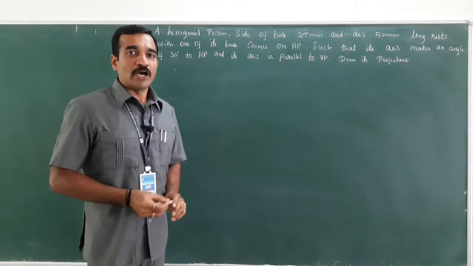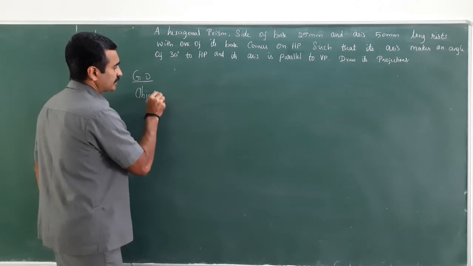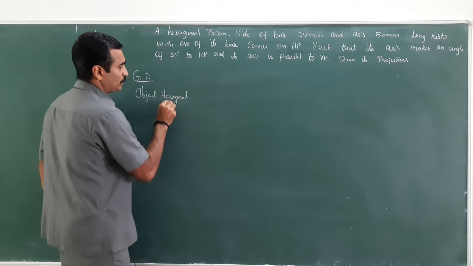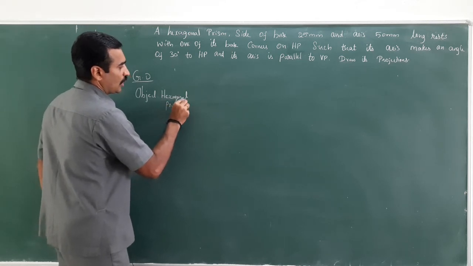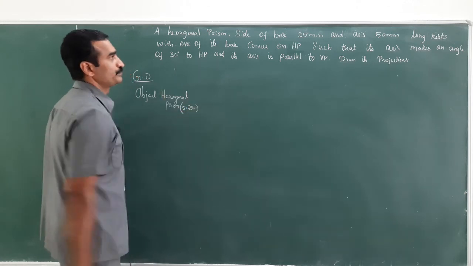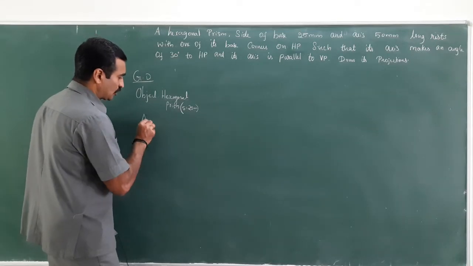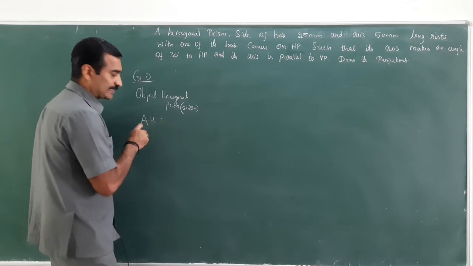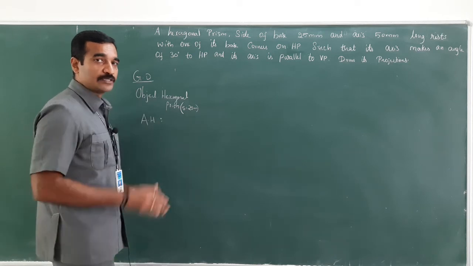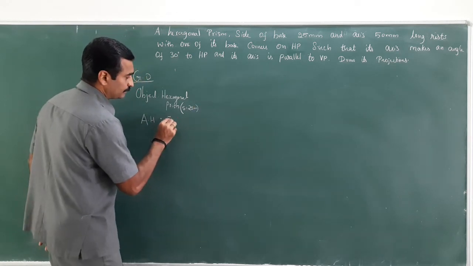Here the object is a hexagonal prism of side 25 mm and axis height 50 mm long. Axis height, in short I am mentioning AH, that is axis height or altitude or length or long. So these words reflect the axis height, that is 50 mm.